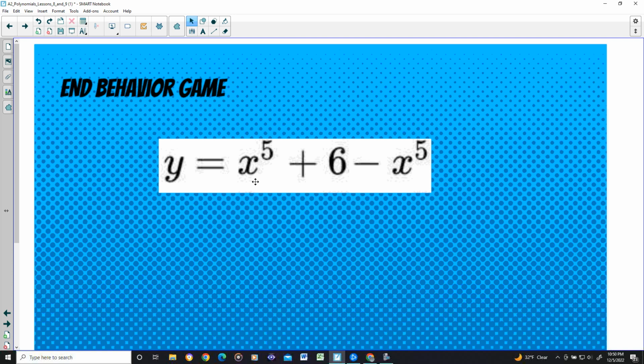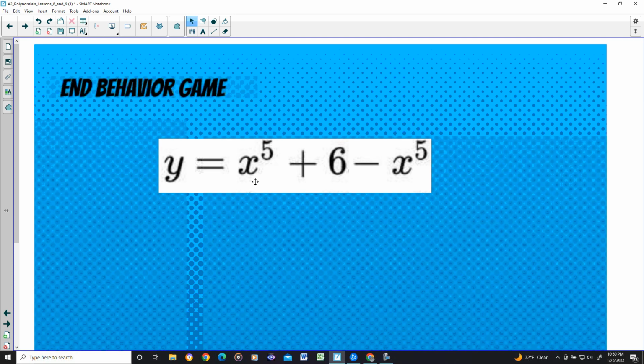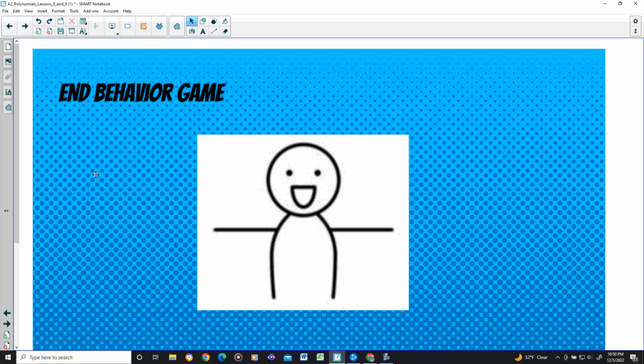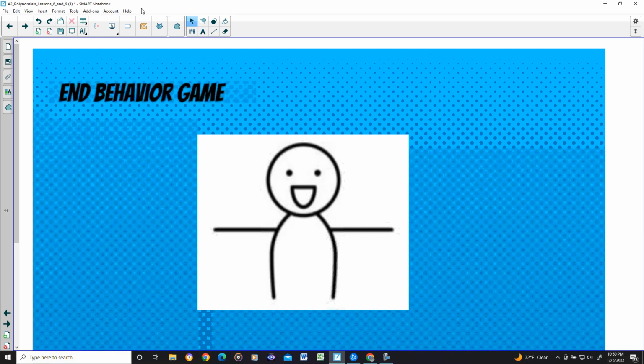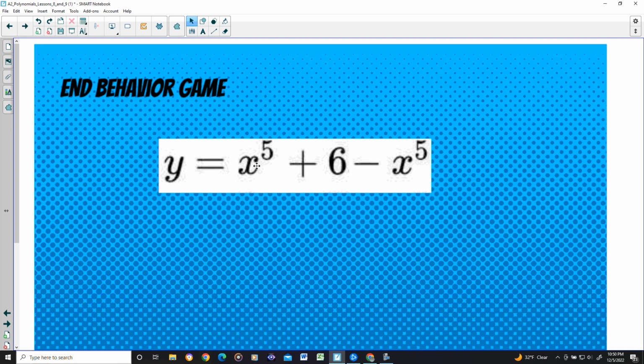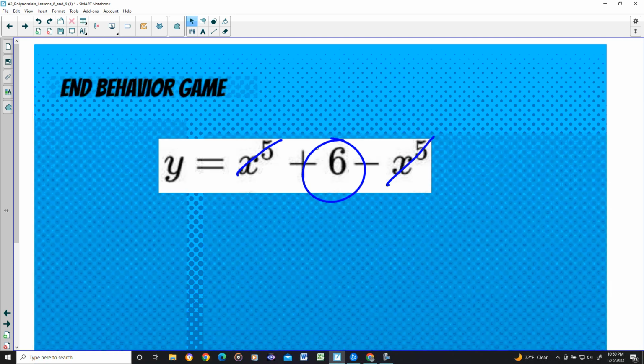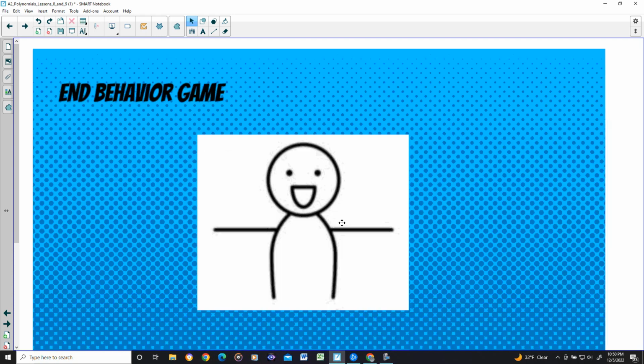Oh, here's another one. Okay, end behavior game. I don't trust this one. What's going to happen? Oh, hey, look at that. It's a straight line. How do we know it's a straight line? Because these two cancel out, and all you're left with is a 6, and that's a constant. When you have a constant, your hands go straight across.